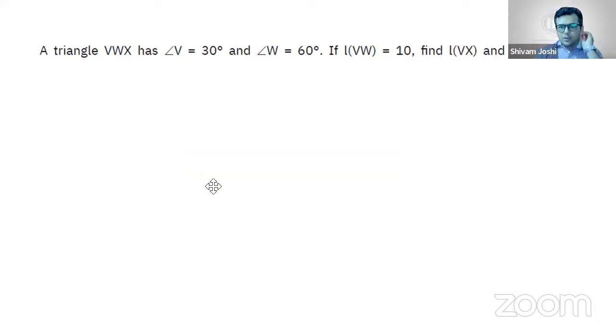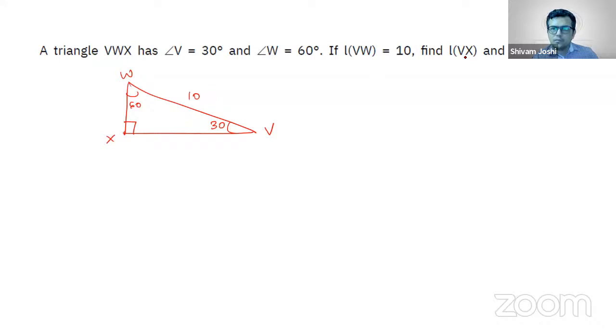In triangle VWX, V is 30. Let's try to draw a rough diagram as well. V is 30. W is 60. This is X. Okay. VW is equal to 10. This is 10. VX and WX are to be found out.